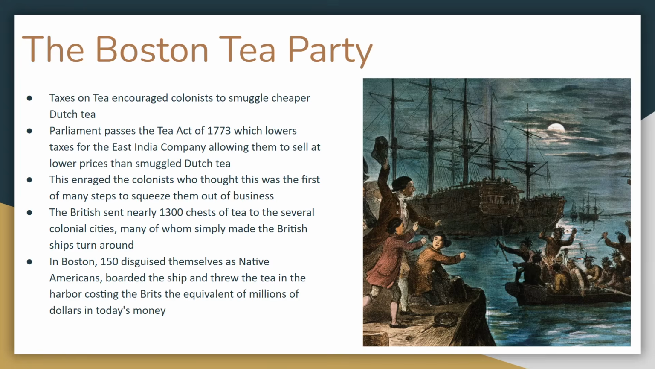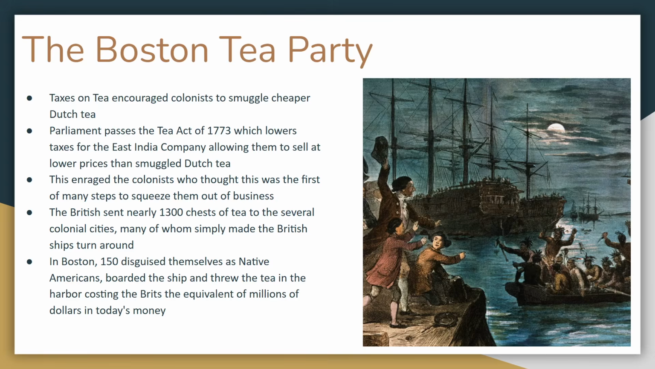So, Townshend Acts are repealed. But there's still taxes on tea, and Dutch tea is way cheaper, so we're going to smuggle that in instead. They passed the Tea Act in '73, which lowers the taxes for the East India Company, essentially allowing them to sell at a price that's even lower than the smuggled Dutch tea. And you'd think cheap tea would make the colonists happy. Isn't that the whole point of this? It pisses them off. It enrages them.